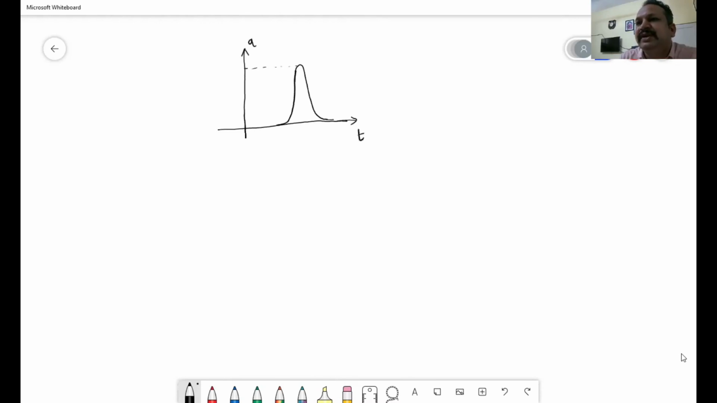So it means in a very short time interval, suppose this time interval is T0, the object will have some acceleration, and again this acceleration goes to zero. It means this situation represents an impulsive force acted on the object.